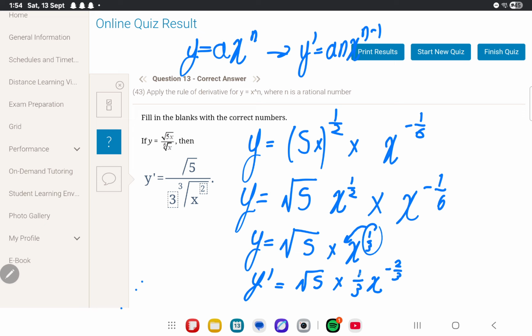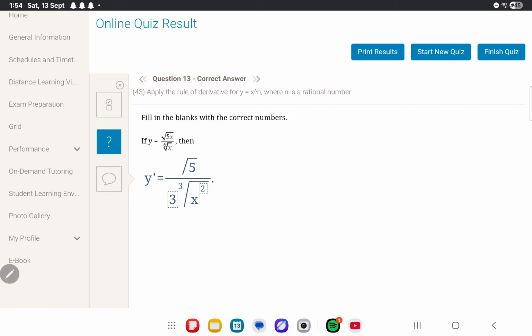I took the power down, 1 over 3. Then I subtracted 1 from the power. So 1 over 3 minus 1 is negative 2 over 3. If you just want to memorize it like that: take the power down, multiply, and subtract 1 from the new power. It's going to be radical 5 over 3 into the cube root, because remember the number at the bottom, when it's an exponent, is the denominator, is the index of the radical, into x squared, and this is my final answer.